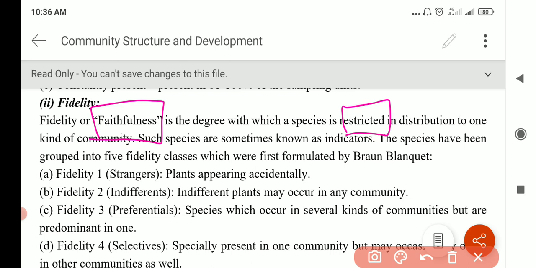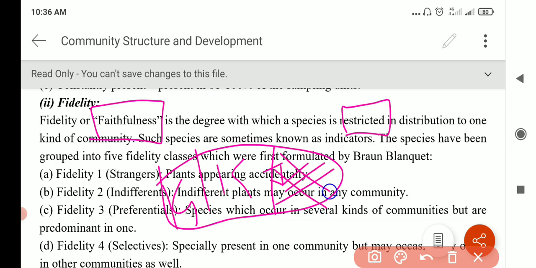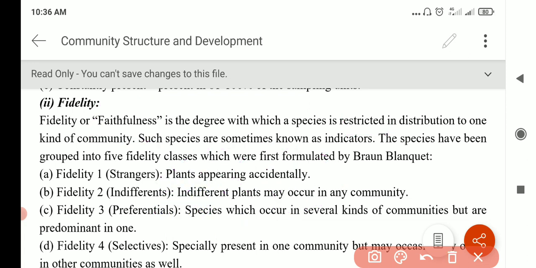Like for example, in Meghalaya you have, let's say, 3 tribes. This is the state of Meghalaya. This is Jaintia Hills, this is Khasi Hills, and this is Garo Hills. So how faithful are the Jaintias in their place? Obviously you will find them in that community. The Garos will be faithfully present in their own place, in their own community. Similarly like that.